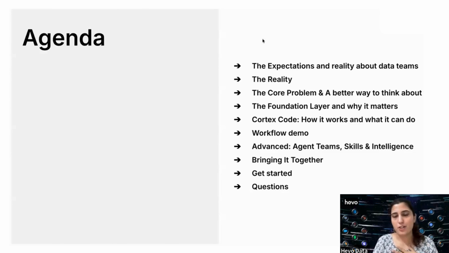Moving on to the agenda for today. We're going to set the scene by talking about the actual expectations and the reality about data teams. How is the world working today? What is the core problem, and what is probably a better way to think about it? Why there needs to be a very big foundation layer and why it matters. And then we go into Cortex Code, how it works, what it can do. Then how the demo is structured. Then a little bit more advanced agent team skills and intelligence. Then we bring it all together, and we have a quick starter guide for you all towards the end.